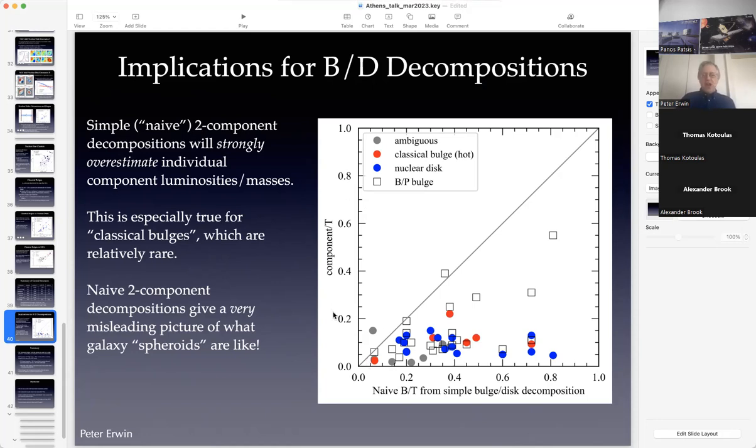But on the y-axis, we're plotting the component-to-total value for all those individual components. The classical bulges, red circles, the nuclear disks, blue circles, the ambiguous structures, gray circles, the BP bulges, open squares. And you can see, if you wanted to say, okay, classical bulges are spheroids, do naive bulge decompositions tell us about spheroids? The answer is no, they don't. Because we have a spheroid that's only 10% of the total galaxy, and yet the naive decomposition says it's over 70%. The naive two-component decompositions give you a very misleading picture of what's going on in the centers of galaxies.